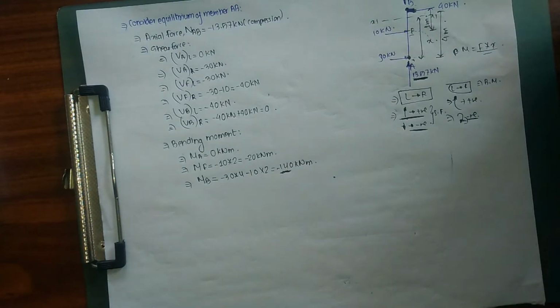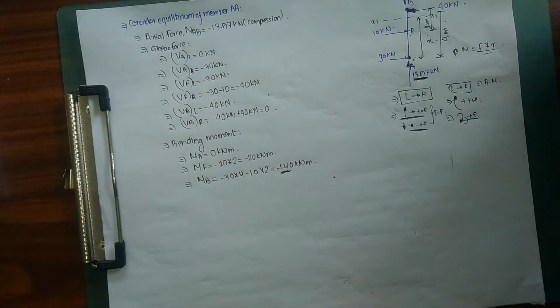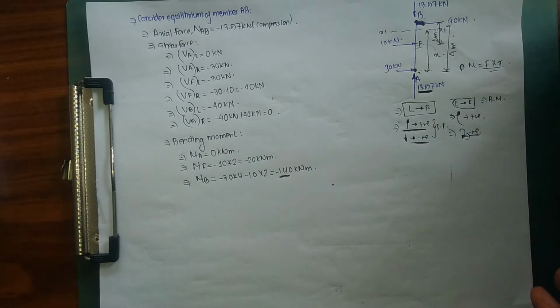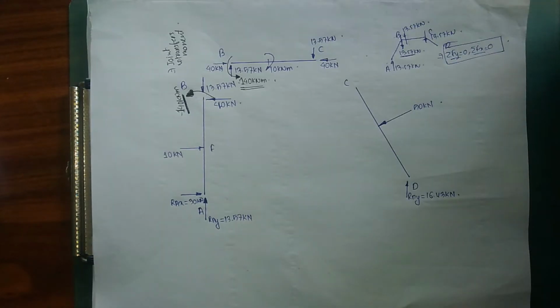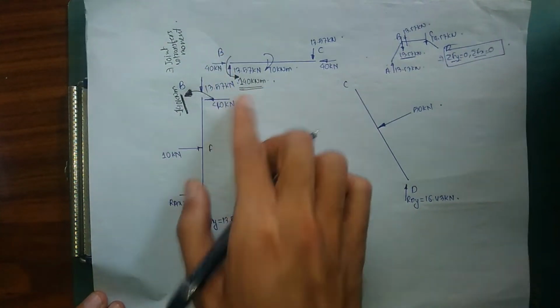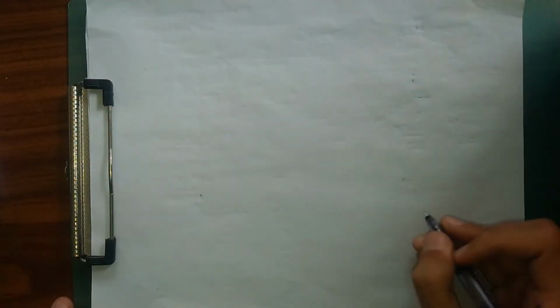Next, now I have completed my member AB. Next, I'll consider equilibrium of member BC. After completing member AB, now we move towards member BC. So now this is what our figure looks like. We have our additional 140 kilonewton meter acting anti-clockwise at our joint B. So now we consider equilibrium of member BC.